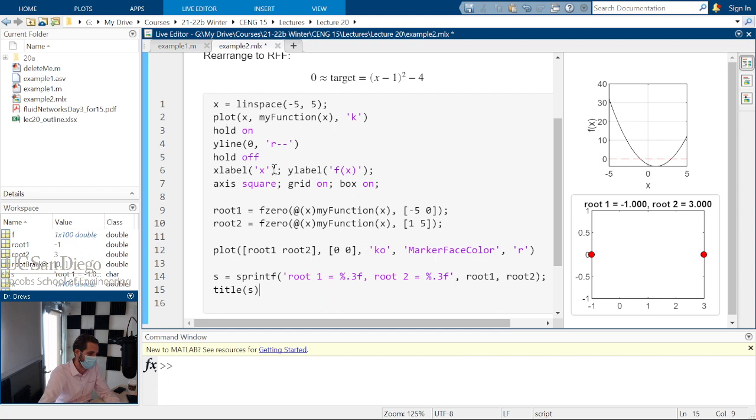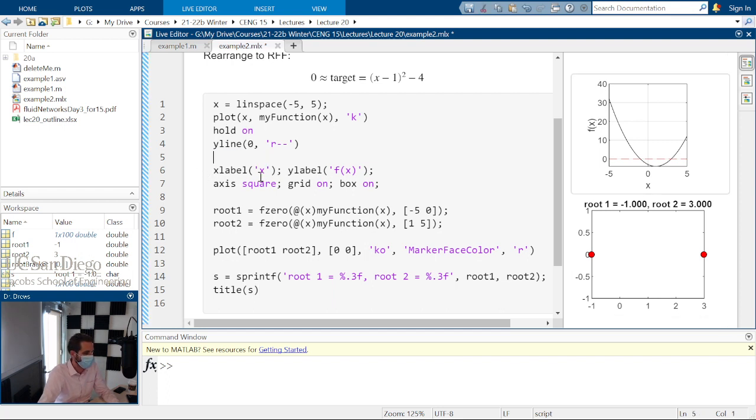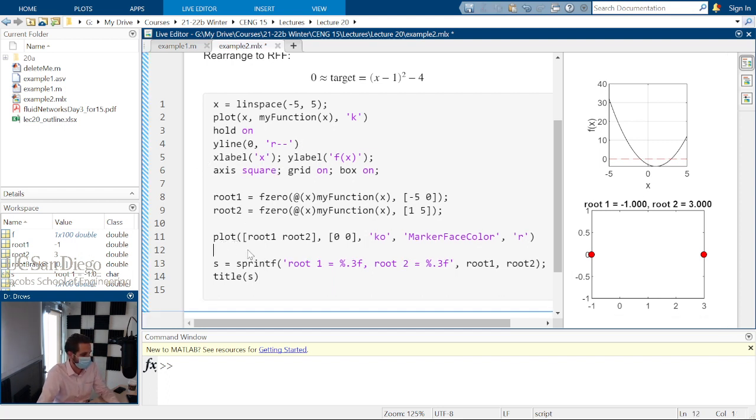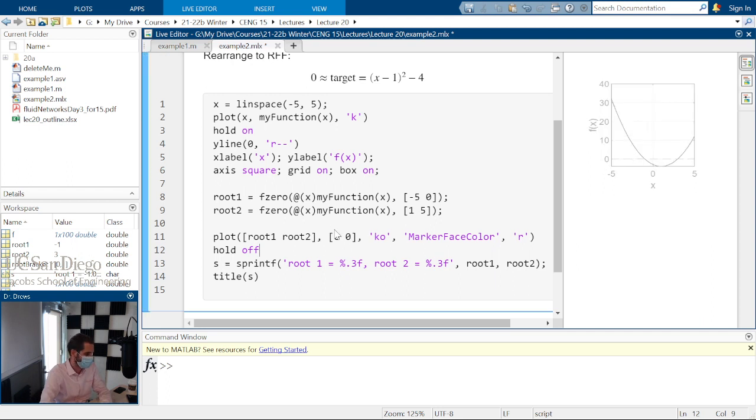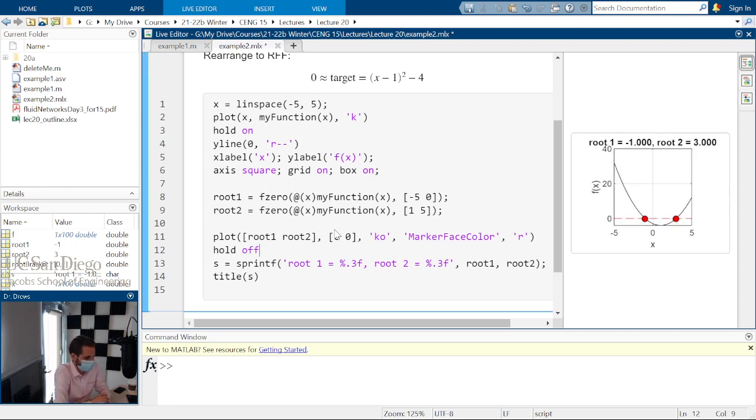Oops, forgot to move my hold off. That has to come down here. So it found our two roots.